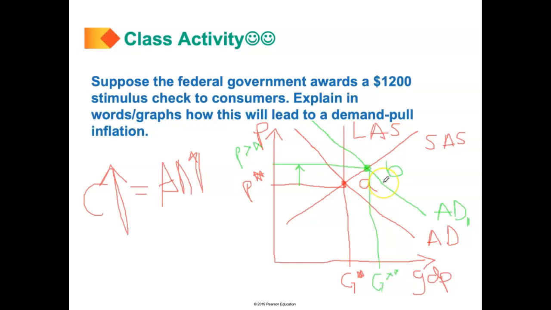So now we have, again, an inflationary gap, because our actual GDP, which is G double star, is greater than our potential GDP, which is just G star. So there's a gap over here. This shaded area basically shows the gap.